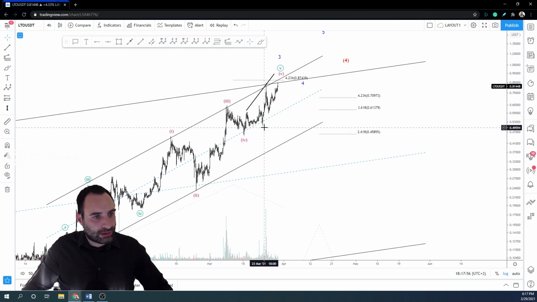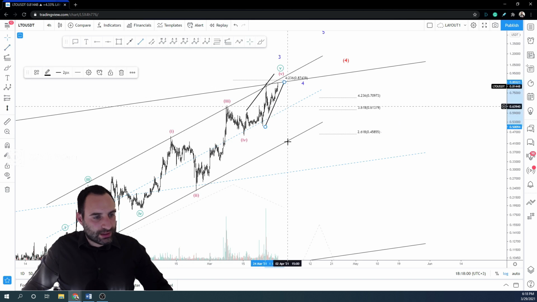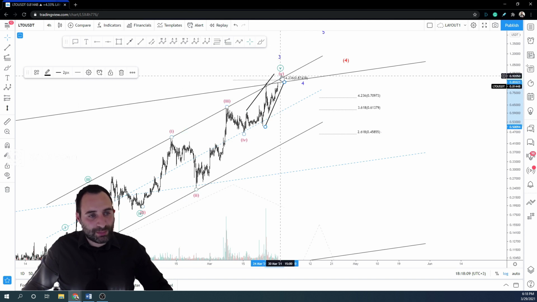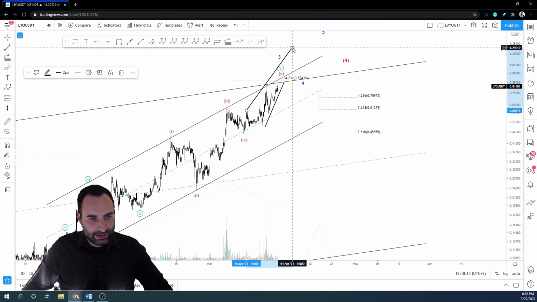And the ending diagonal is going to be something like that. So you've got 1, 2, 3, 4, and we're going to get another leg up to break the 87 cents, perhaps even the 90 cents. But I find it unlikely that we're going to reach the top of this trend line, because it's quite extended.